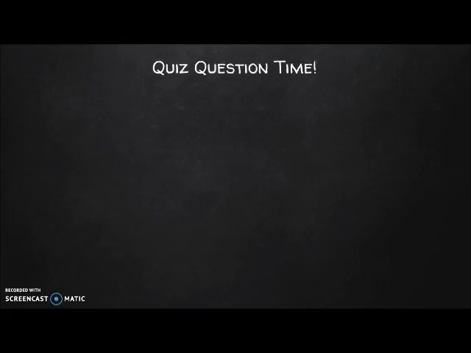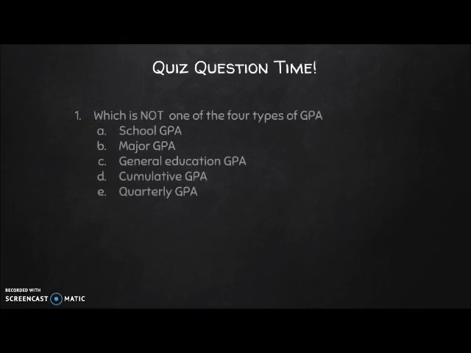Alright, quiz time. Which is not one of the 4 types of GPA? School GPA, major GPA, general education GPA, cumulative GPA, or quarterly GPA? The answer is C, general education GPA. Although you do need to complete your general educations, it is not its own category.